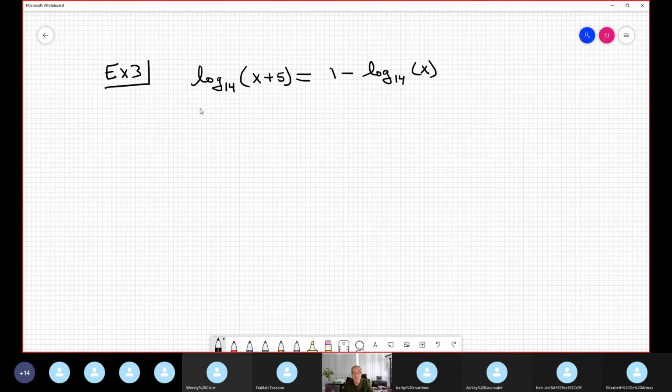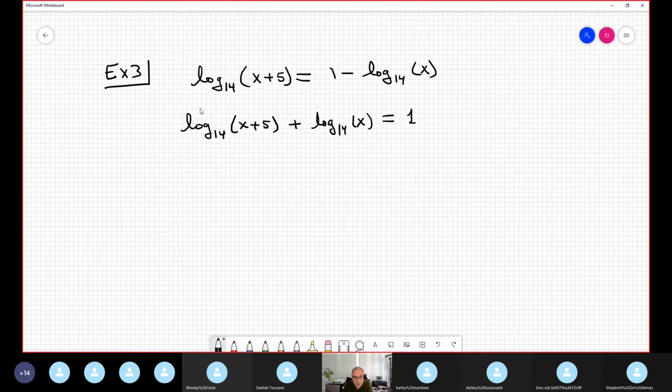Again, we have a logarithm equation. But remember, the first step in any logarithm equation is condensing. But in this case, I cannot. Why can't I? Because one logarithm is at the left-hand side, another logarithm is at the right-hand side. So the first step in this case is to move them to the same side. I want to stay this guy in the left, and add, because it's minus logarithm base 14 of x, equal to 1. Okay, now it's ready.